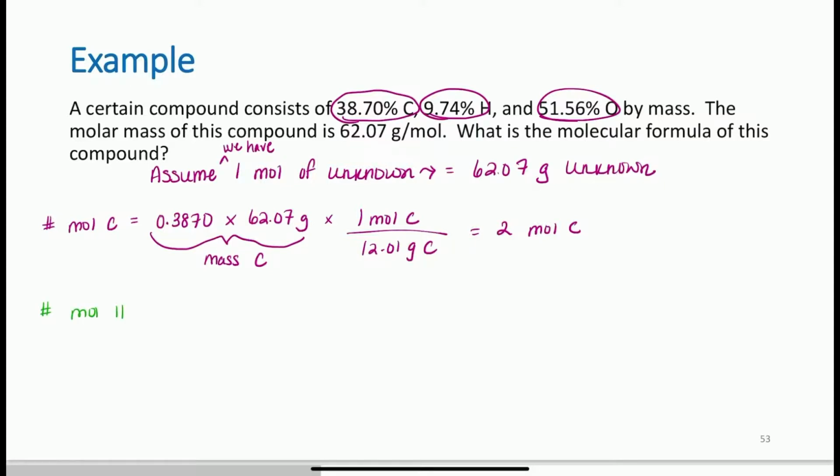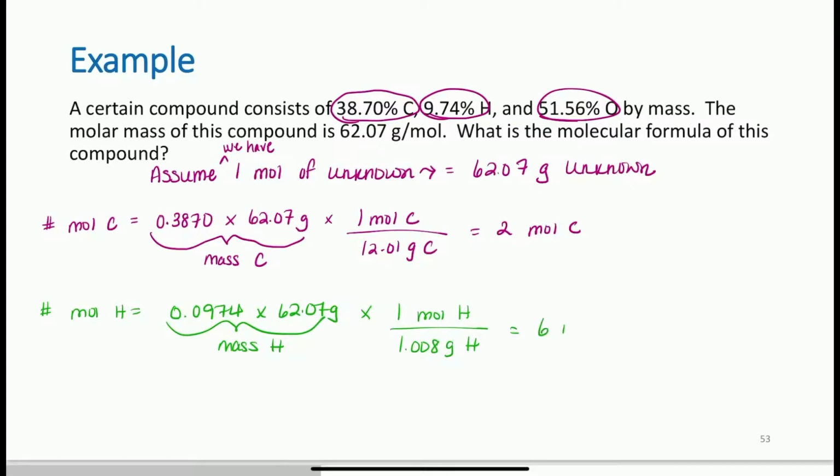Number of moles of hydrogen: 0.0974 times 62.07 grams for the entire compound. Again, this gives you the mass of the entire compound that's due to just hydrogen, but mass is in grams. I need moles for the formula. So I'm going to say times 1 mole of hydrogen divided by 1.008 grams of hydrogen, and this equals 6 moles of hydrogen.